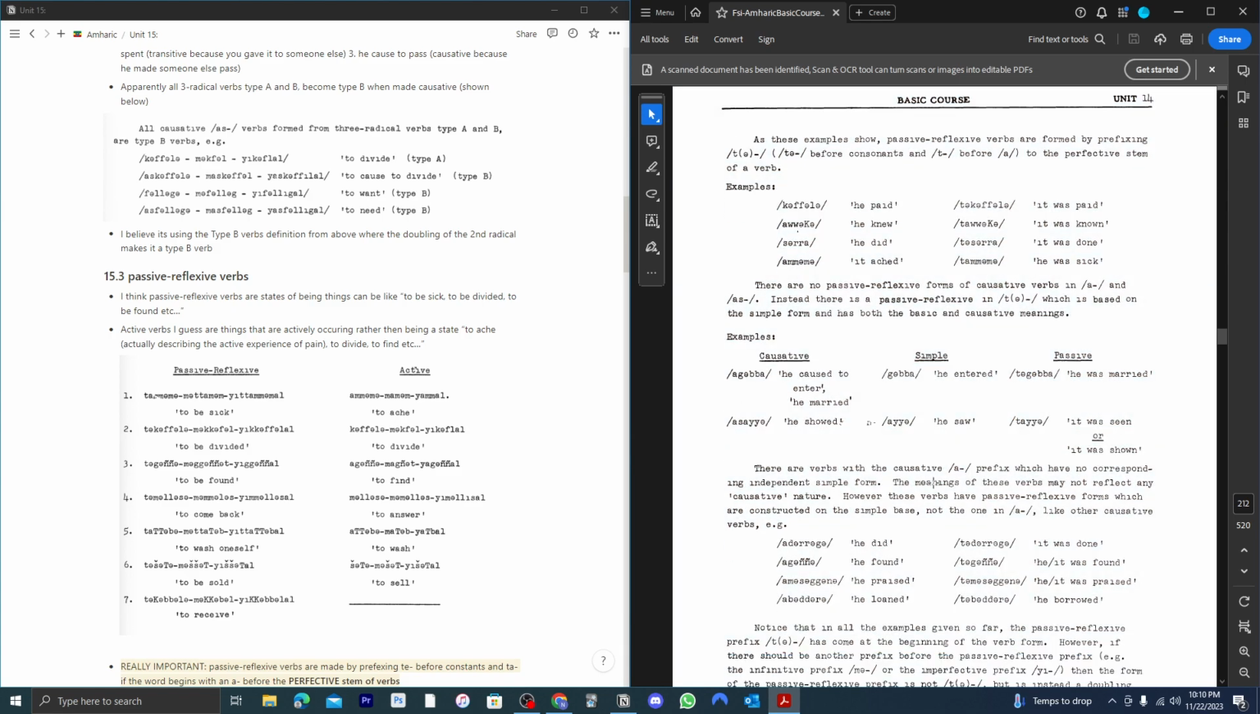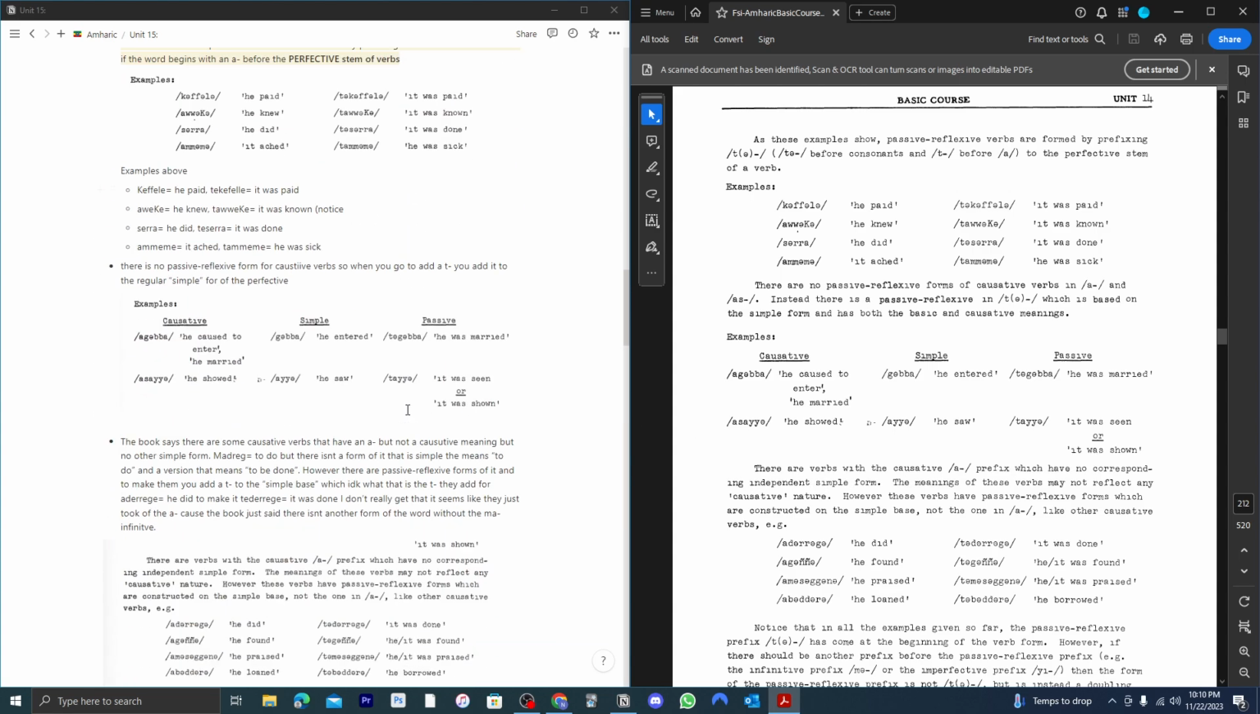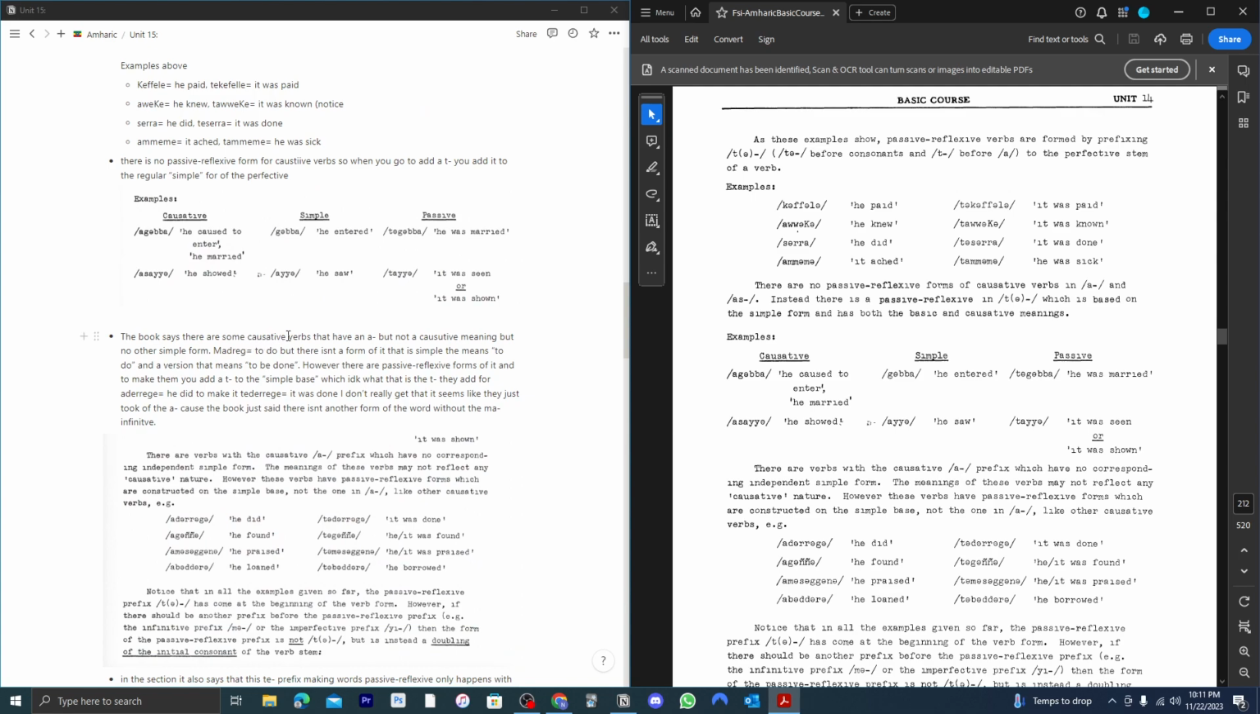Yeah. There are verbs with a causative a prefix which have no corresponding independent simple form. The meaning of these verbs may not reflect any causative nature. Let me scroll down here. Yeah, I think even my notes are kind of confusing. However, the verbs have passive reflexive forms which are constructed on the simple base, not the one like other causative verbs.